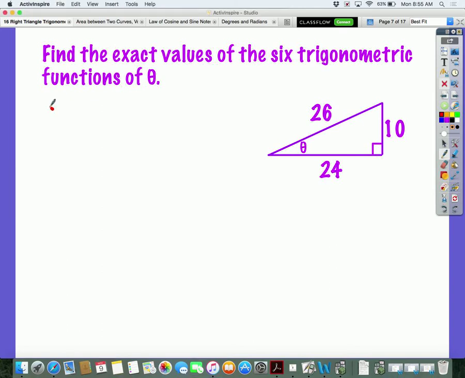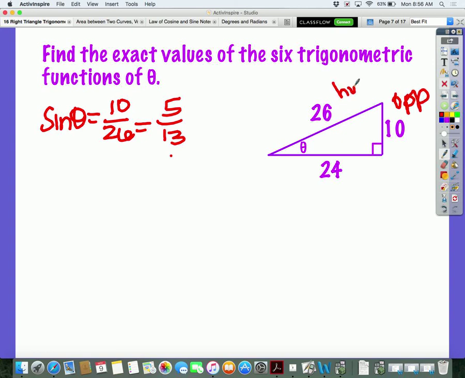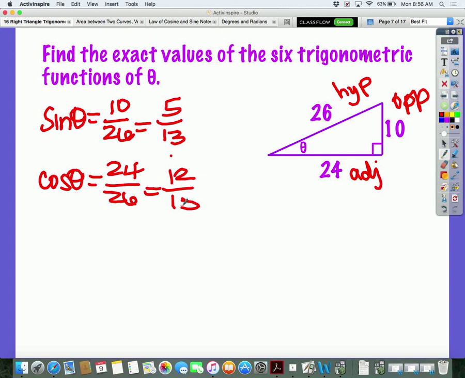John, what'd you get for sine theta? 10 over 26. I reduced it to 5 over 13. Very good. You always want to make sure that you reduce your fractions. 10 over 26, 5 over 13. So by saying that, you're telling me that 10 is my opposite side, and 26 was my hypotenuse? Yes. Good stuff. So then that means that 24 is my adjacent. Cosine of theta. Isaac, what'd you get? 24 over 26, which is reduced to 12 over 13. Very good. Dejanique, what'd you get for tangent?